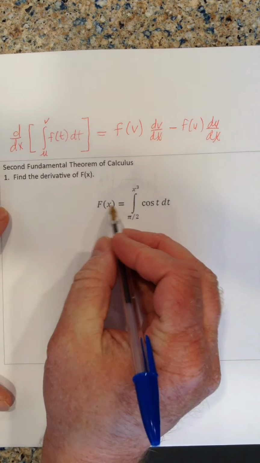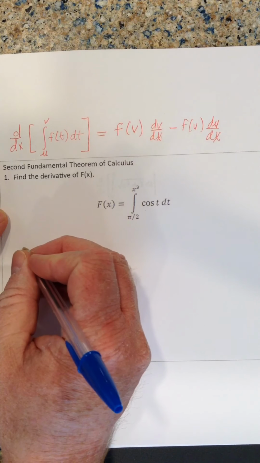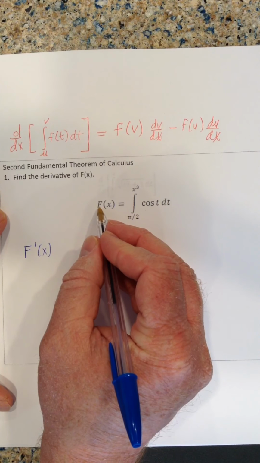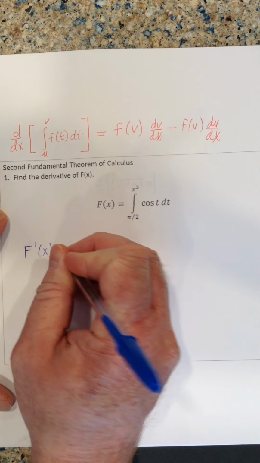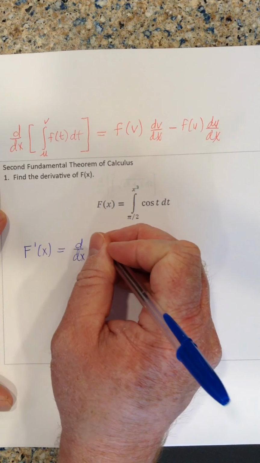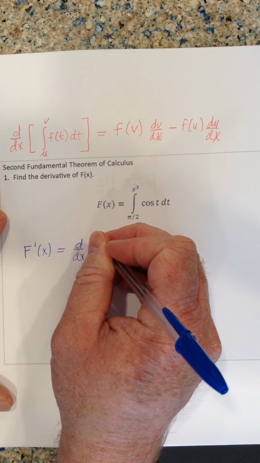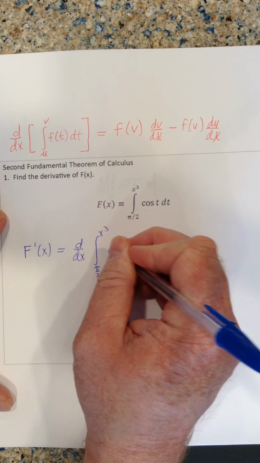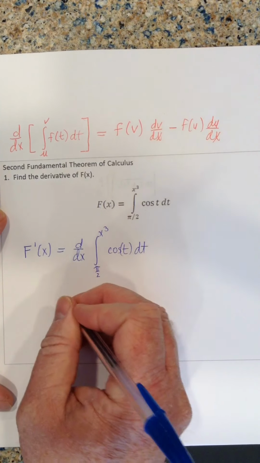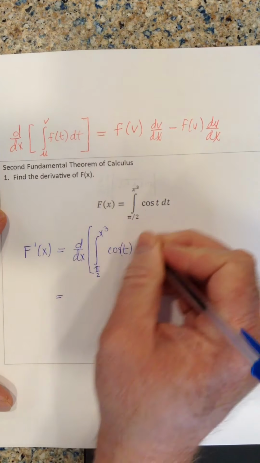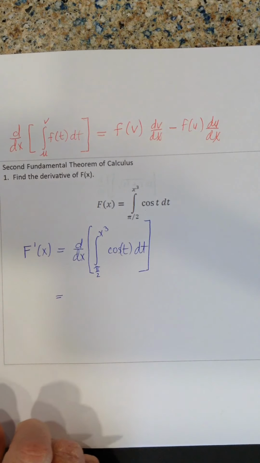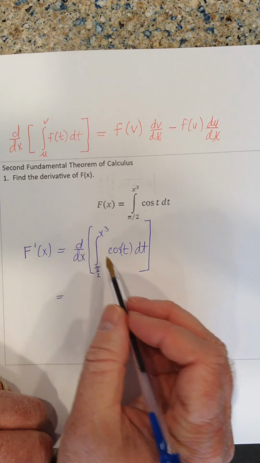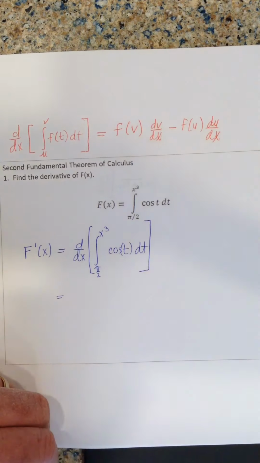Okay, so let's say I want to find the derivative of f of x. So it's f prime of x, and remember this means the antiderivative. Okay, so I would write that d dx times the integral from pi over 2 to x cubed of cosine of t dt. Let me put a bracket around it. So I want to take the derivative of the integral, which is then taking the derivative of the antiderivative, so I basically get the original function back, is what this says.